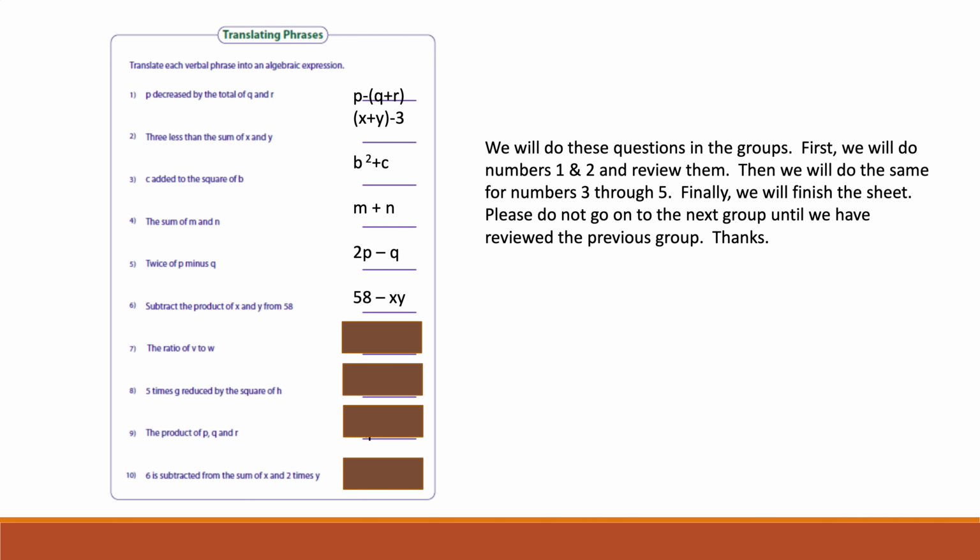So if I'm going from New York to Labrador, I will be starting in New York. So basically, wherever you're going from goes first. And it's the same in math. From goes first. So if I'm going to subtract the product of x and y from 58, the 58 has to go first. 58 minus x times y.